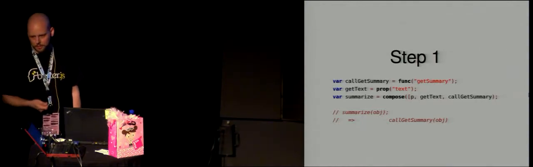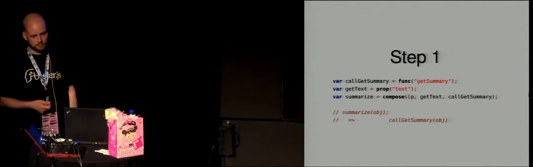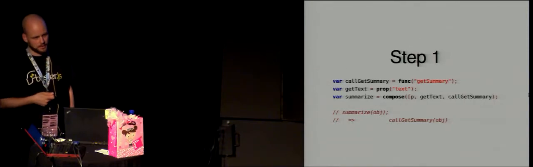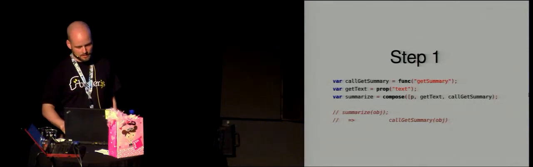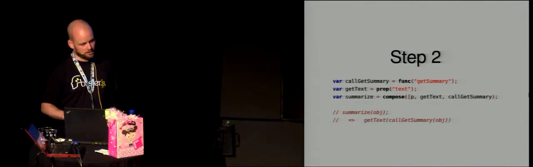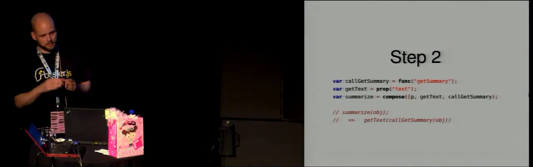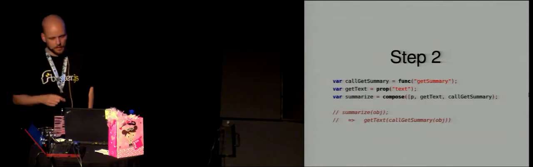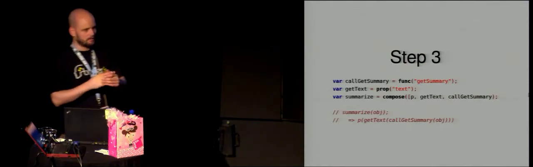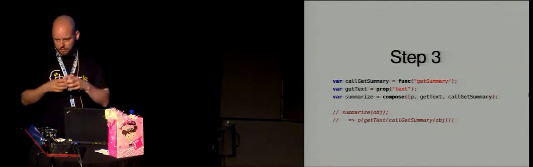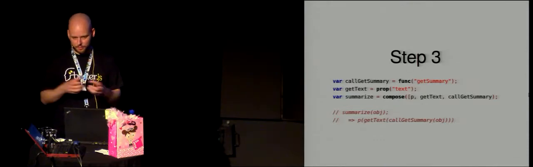The first thing that happens is that we call the get summary function on the object. That returns an object. That value is passed into the get text function, which will say object.text. That returns a string, which will be passed into the p function. Right? So we have our 3 transformations packed into one superpower function that does all these 3 things.